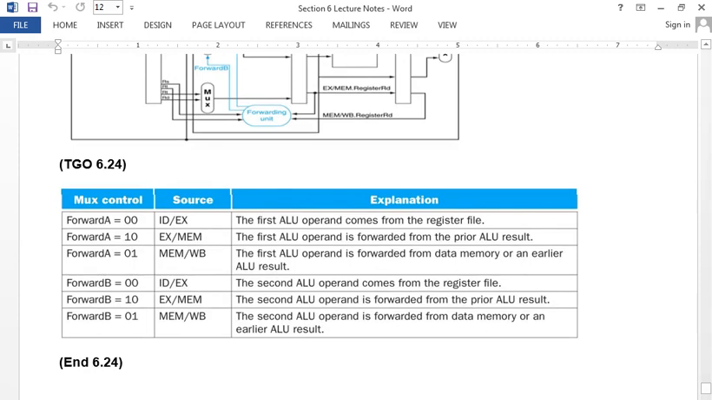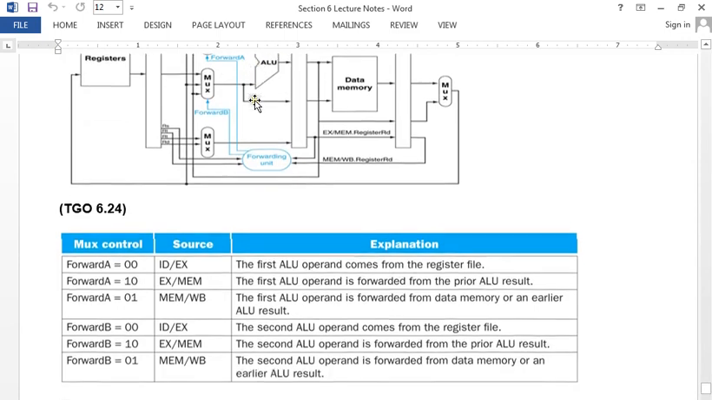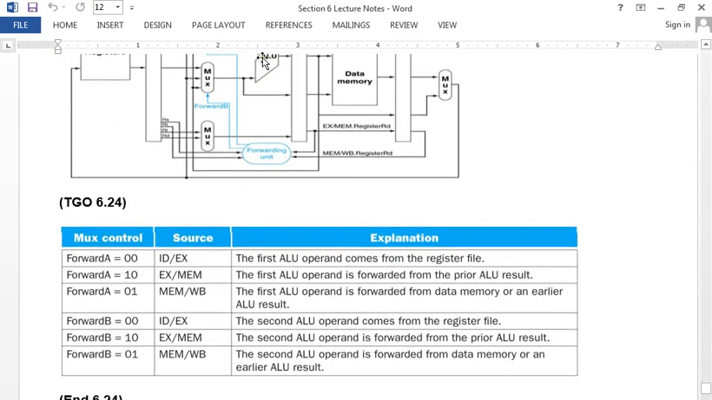So forward A is just which one do I want, which of these 3 do I want at this input, and forward B is which one of these 3 do I want at this input. Does that make sense?